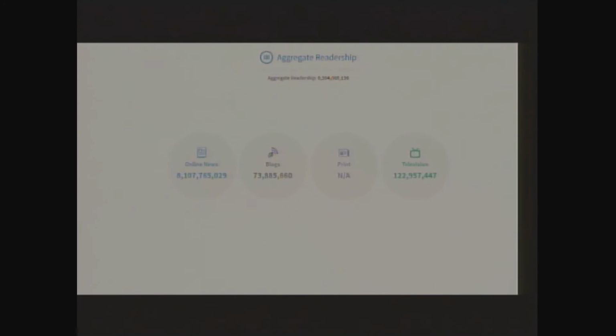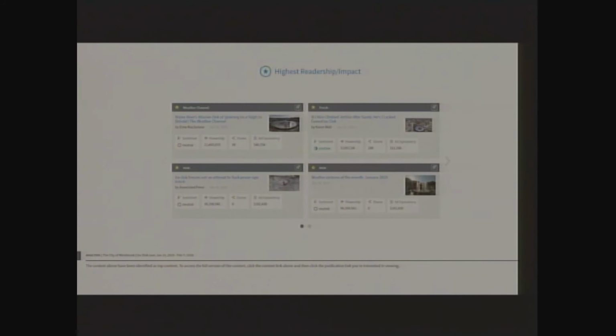So the aggregate readership of all of these news publications, in online news, it was over 8 billion, 8.1 billion readers read these publications. Blogs, 73.8 million, and television, 123 million, giving a total of 8.3 billion plus readers. That's all Westbrook, Maine ice disk. That's the search term I used for this demo. Some of the highest readership and impact were from the Weather Channel and MSN.